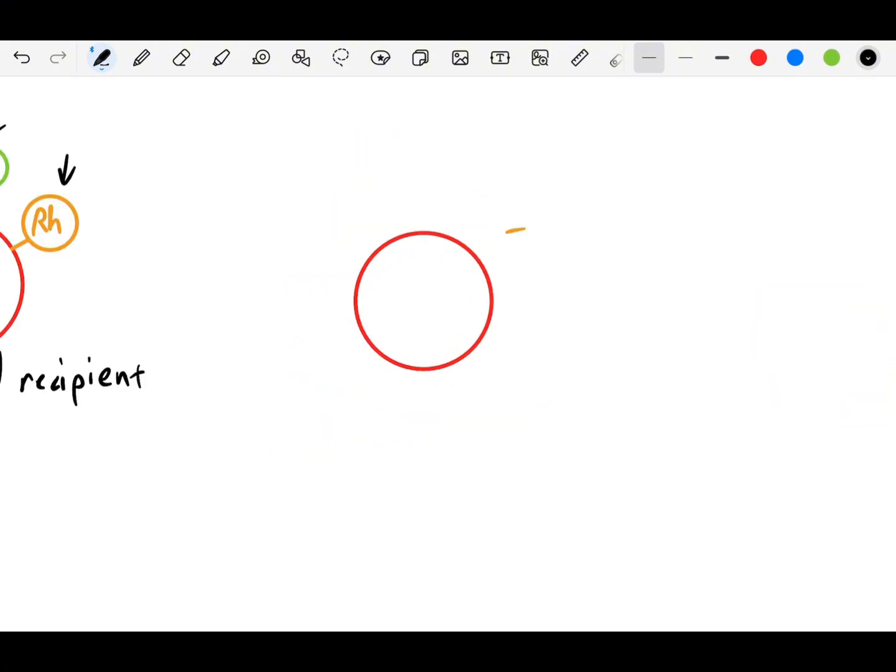And that brings us to our next question. We know what the universal recipient is, but what is the universal donor? The universal donor is going to be O negative. Why is O negative a universal donor? Well, if you look at this red blood cell, it's basically bare, right? There's no antigens on it for any antibodies to attack.